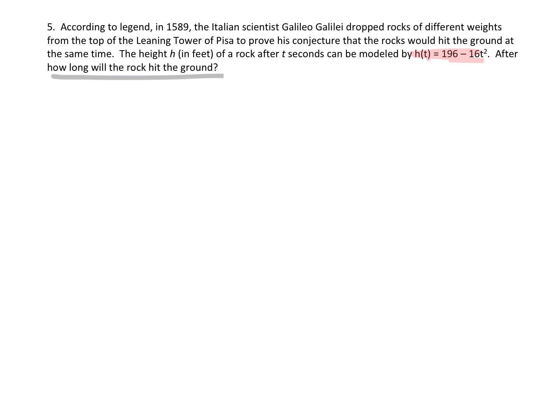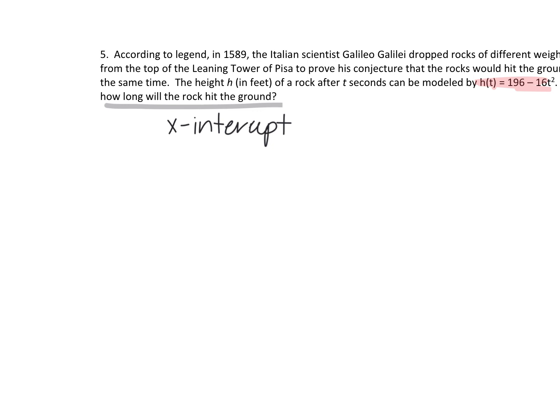What do I want, the vertex or the x-intercept? You actually want the x-intercept, because we're not trying to see how high it goes. We know where it starts. It starts at 196 feet off the ground, but then it drops, and we want to see when it's going to hit the ground and after how long. Well, it's going to hit the ground at a height of 0, so we want the x-intercept. When it hits the ground, what's the height? 0. So that's why we want the x-intercept, because we're trying to find where the height is equal to 0.